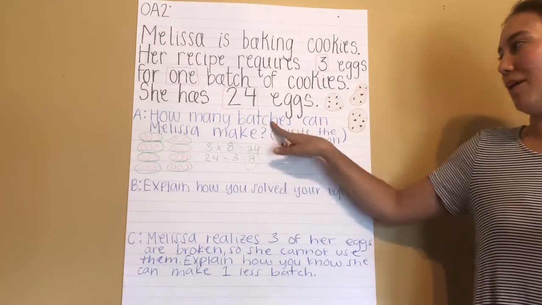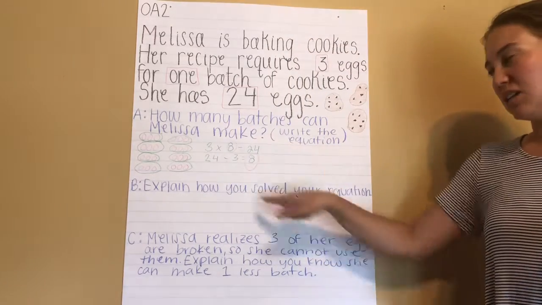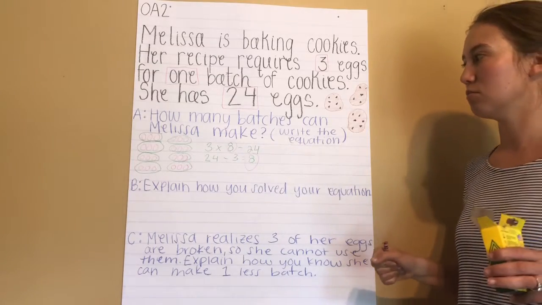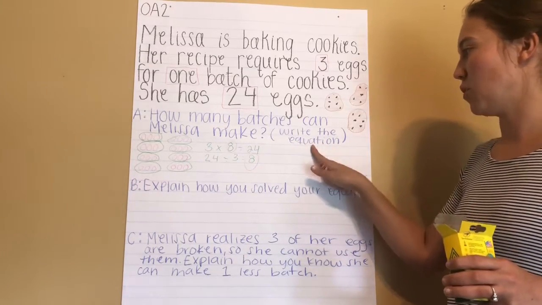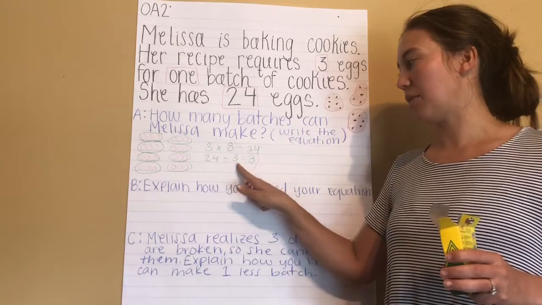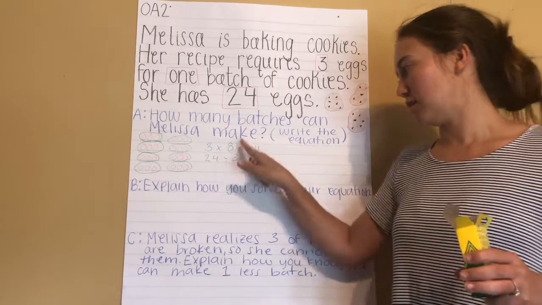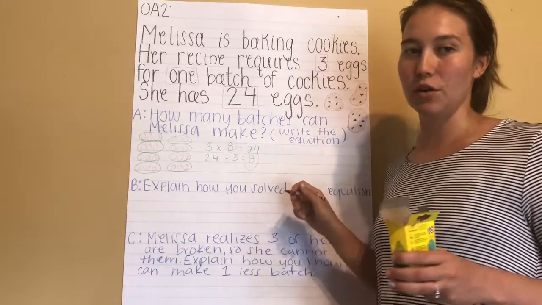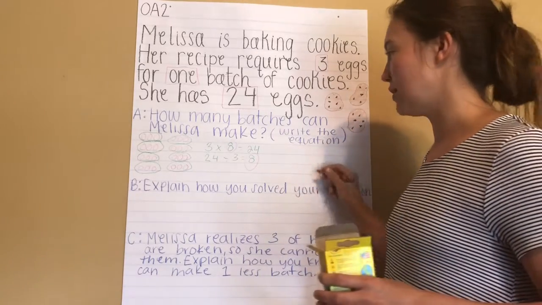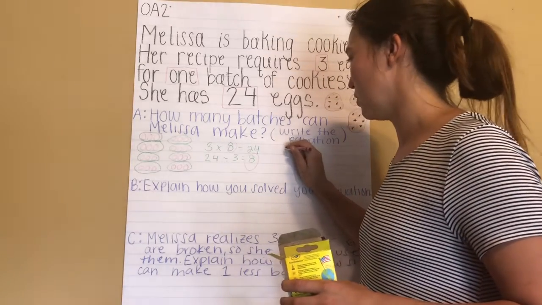So how many batches can Melissa make? Melissa can make 8 batches. Write the equation. 24 divided by 3 equals 8. Before we solved this, that 8 might have been a question mark or a blank space or a letter standing in for the number. It might have looked like this.